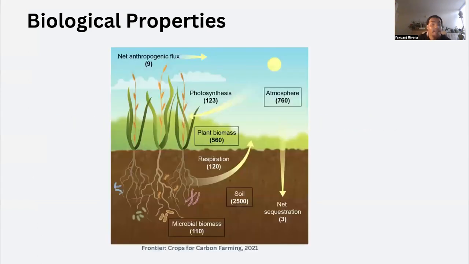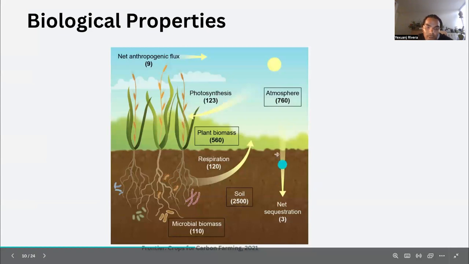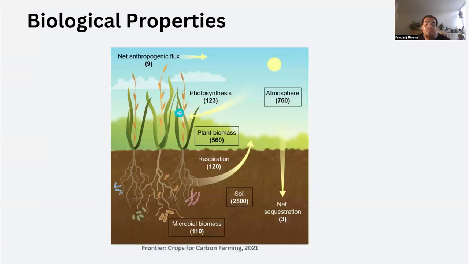An image that represents the biological properties of soil is the following image, where we can see the process of photosynthesis. As we know, plants absorb CO2 and they release oxygen. Now you might be asking yourself, what happens to the carbon? Well, the carbon is stored in the structure of the plant and in the roots of the plant.